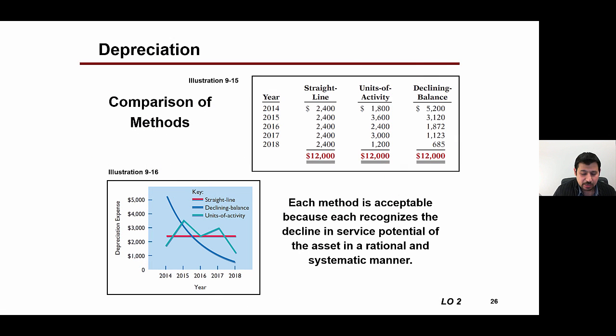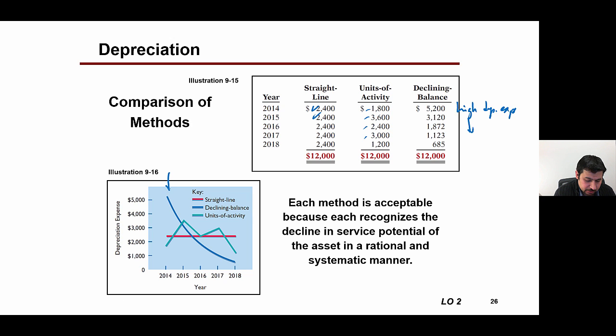This is a comparison of the three methods. As you can see here, the straight line method is always the same. It's 2,400 every year until the end. And here, units of activity simply depends on the amount, so it is random based on the number of units during that year. Declining balance method, we start with high depreciation expense and then it decreases.